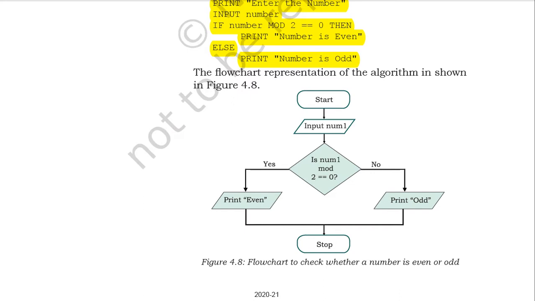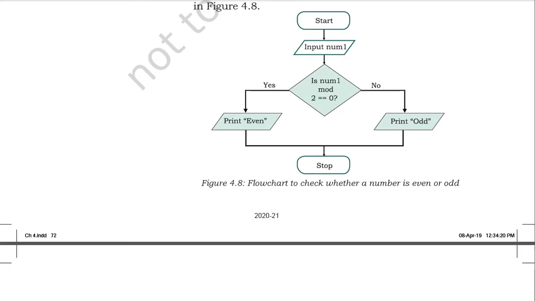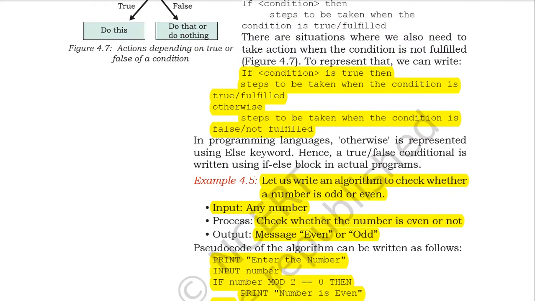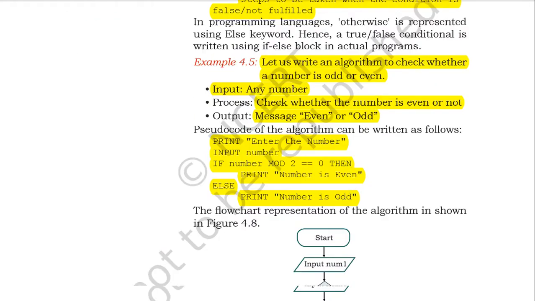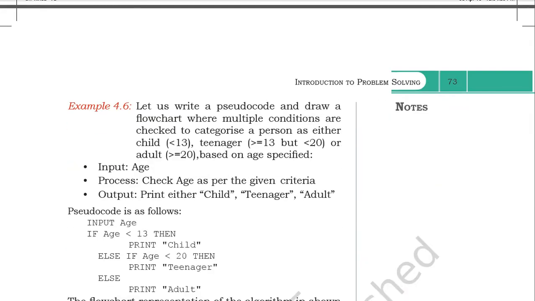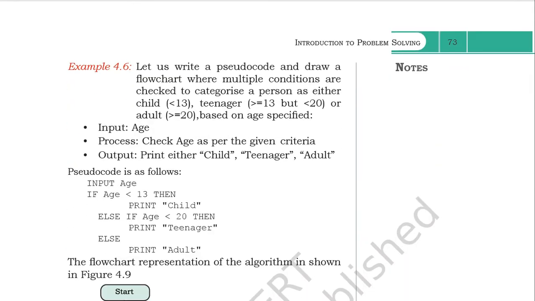For any decision box there must be two branches, one for yes and one for no. Is the number mod 2 equal to 0? If yes, print even, and if no, print odd. After that you stop here. So flowchart and pseudocode both are given. Please go through. If there is any problem, ask me in the comment section. I will definitely help you to understand properly.